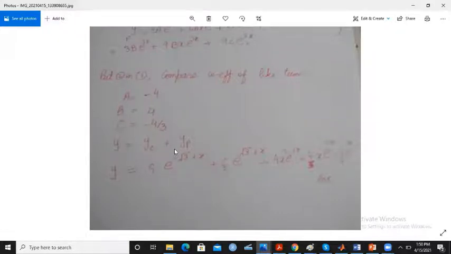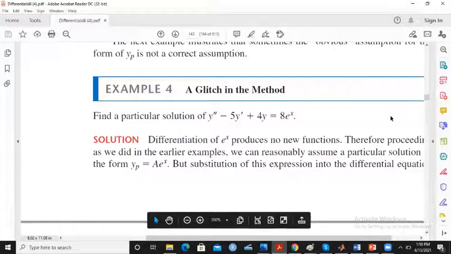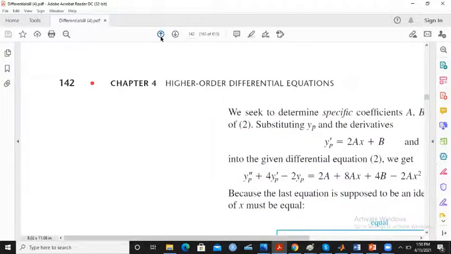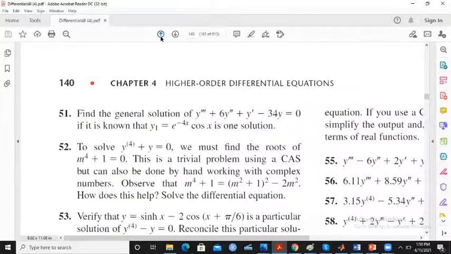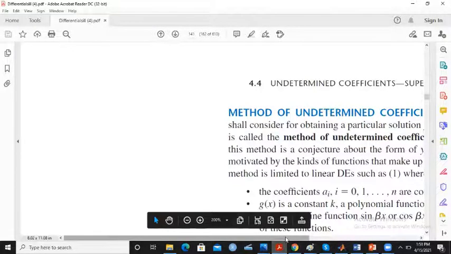So y is equal to yc plus yp, and I have got the final solution. The book by Zill is very nice, and we can learn how to compare the coefficients very easily from the book. So let me quickly show you an example here.